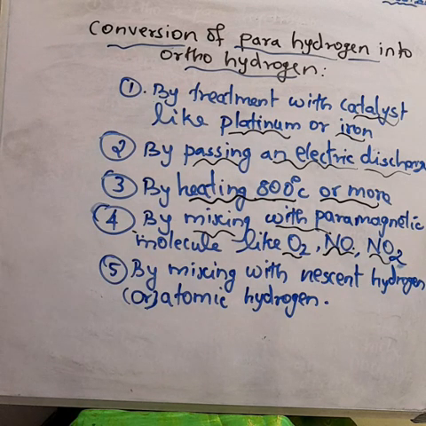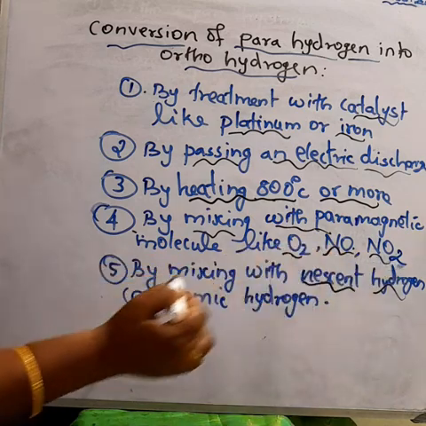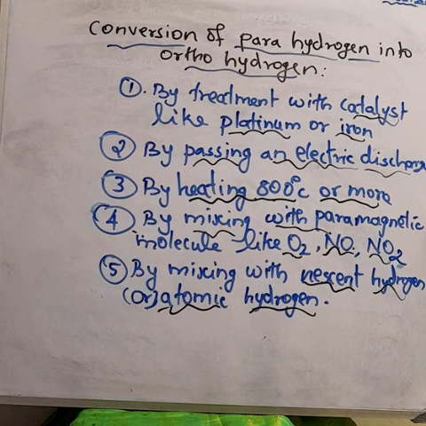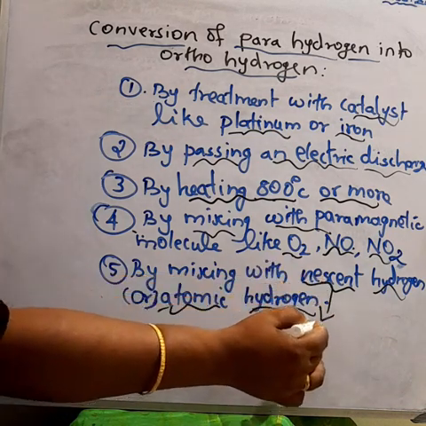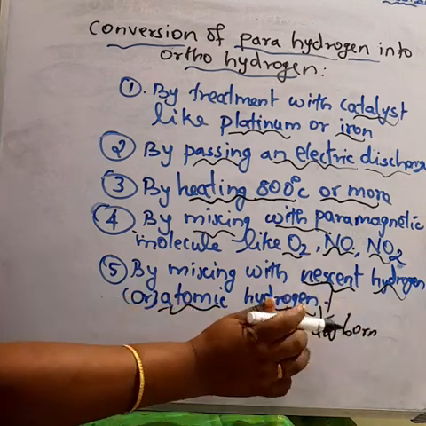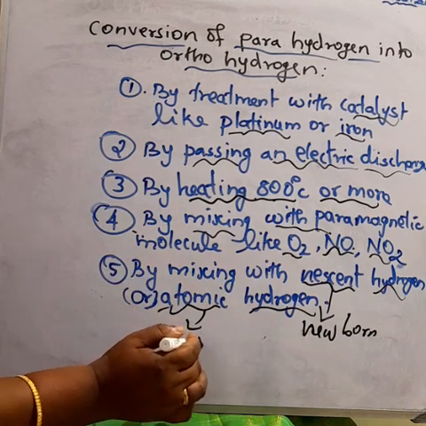And another point, by mixing with nascent hydrogen or atomic hydrogen. What do you mean by nascent hydrogen? It means one of the purest forms of hydrogen. Atomic hydrogen means when a hydrogen molecule dissociates, we get two hydrogen atoms. That is atomic hydrogen.